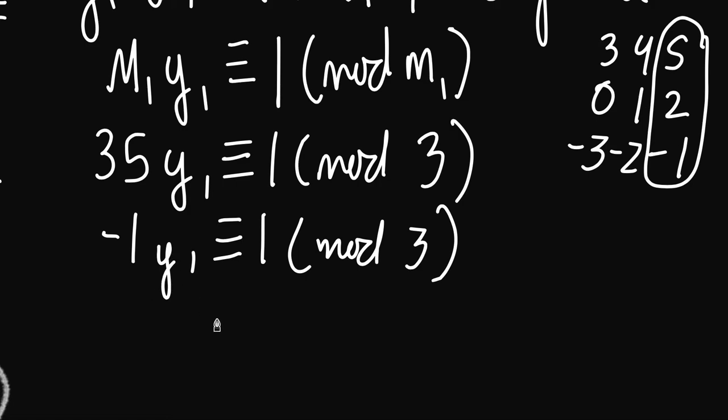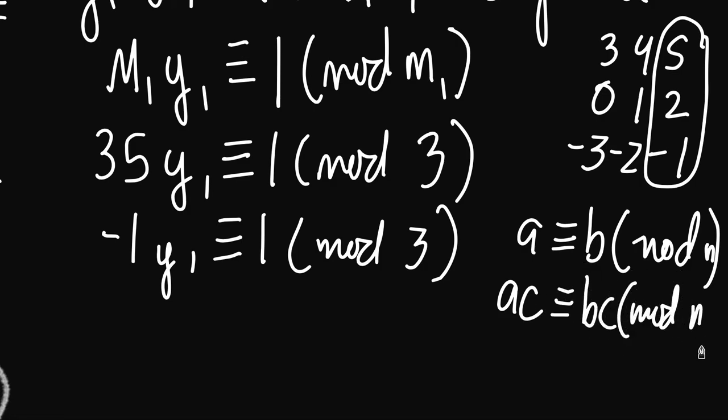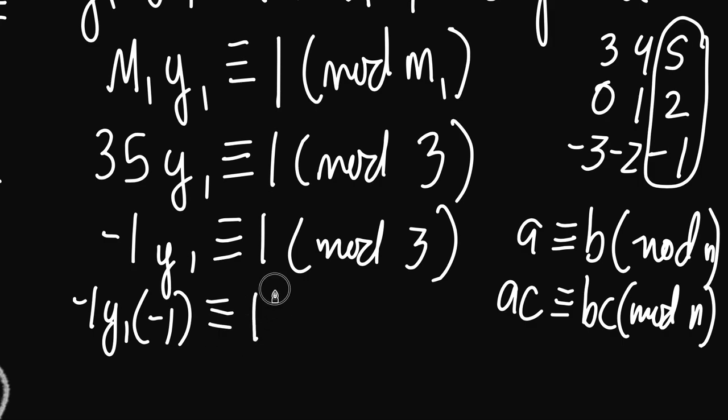By theorem 3.4 or theorem 3.2, if we have A is congruent to B mod N, then AC is congruent to BC mod N. That is, we're just multiplying any constant to both sides of the congruence, and it will still be equal. So what we're going to do is multiply this whole congruence by negative 1, leaving us with negative 1 here, mod 3.